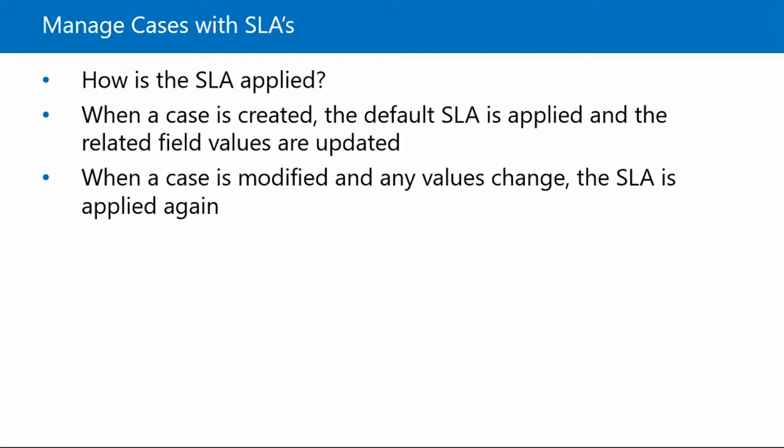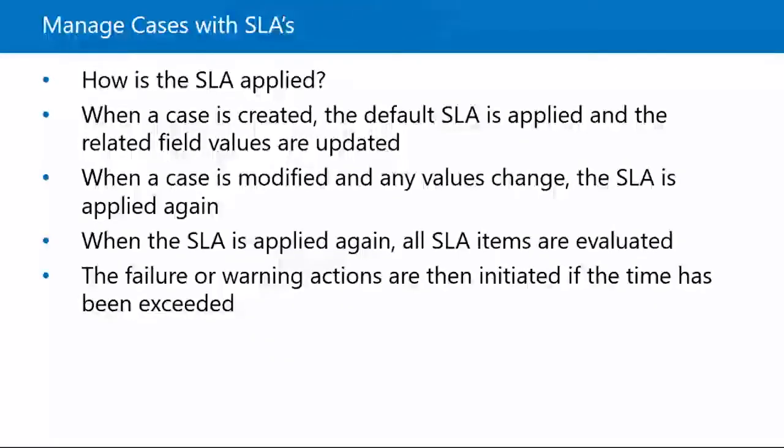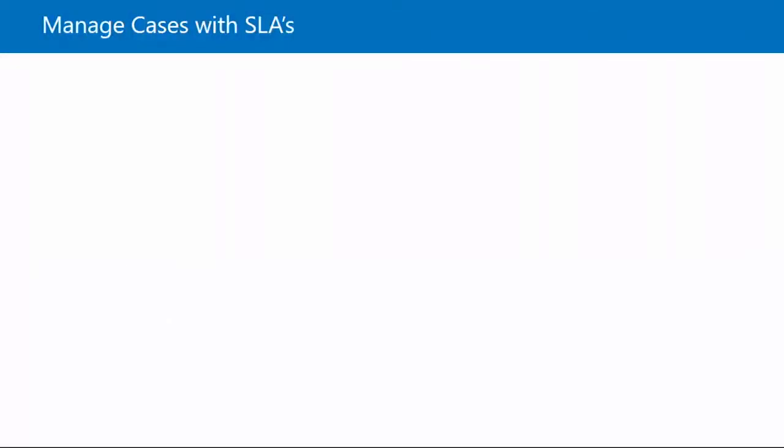Additionally, when the SLA is applied again, all of the SLA items are evaluated based upon the updated case fields, and the failure or warning actions are initiated if the time has exceeded. This happens even if the failure or warning actions were already initiated before the case was updated. So how might this be different between a standard and an enhanced SLA?